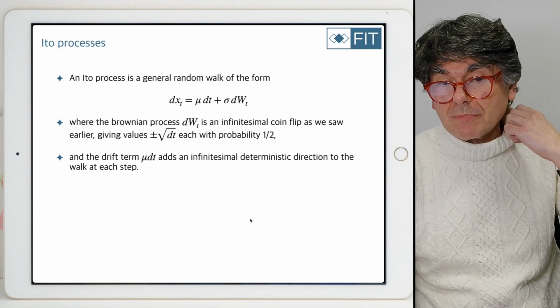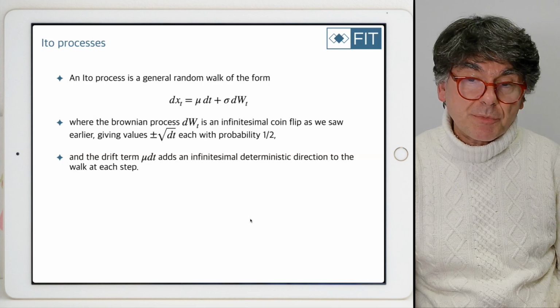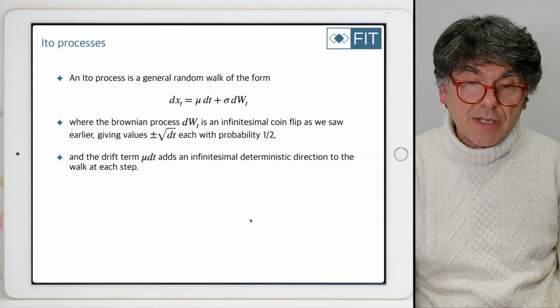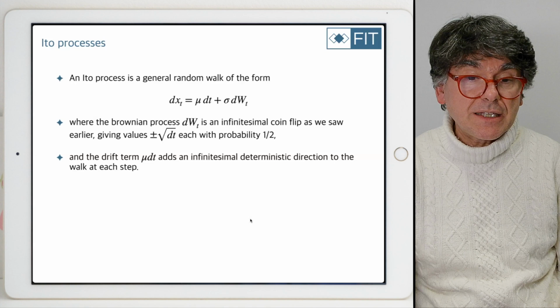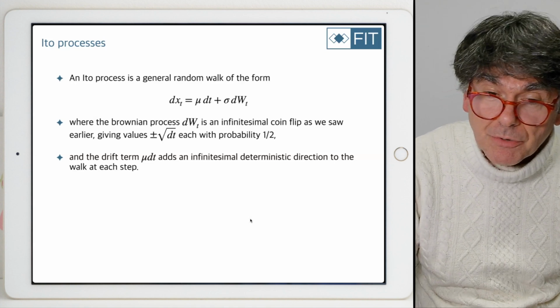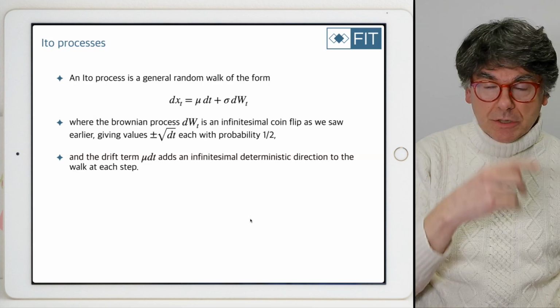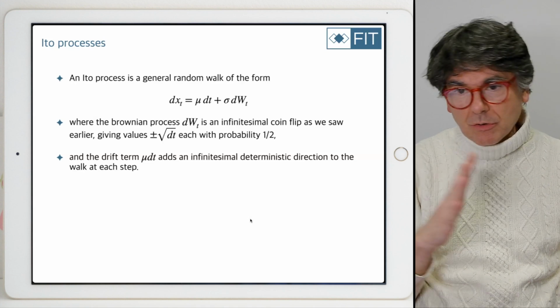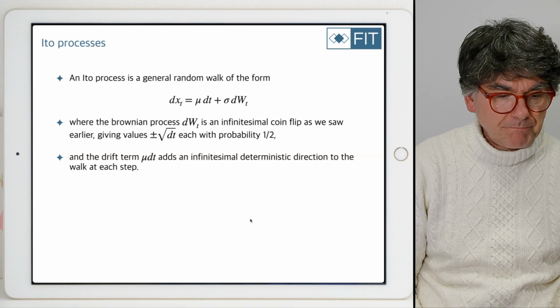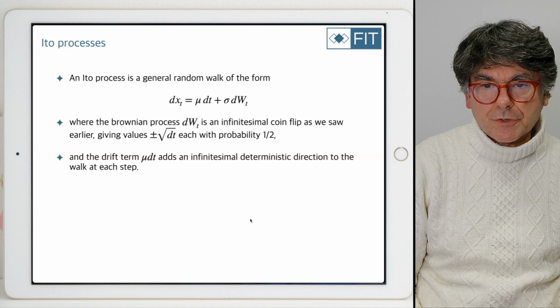So the drift term adds an infinitesimal deterministic direction to the walk at each step of very small size. dt is very small. But dW adds a very large stochastic side to the right or to the left with probability half. Very large.